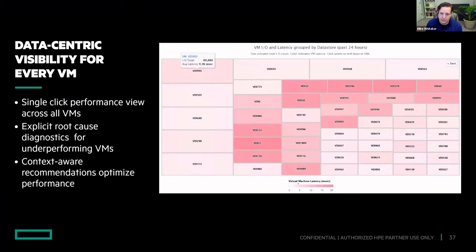Having very easy to understand color-coded graphs where you can see where your hotspots are on either a data store or an entire array, and then having contextual menus for each one of these that you can click into, and you can get more detailed and deeper insight on what's going on specifically with that virtual machine.